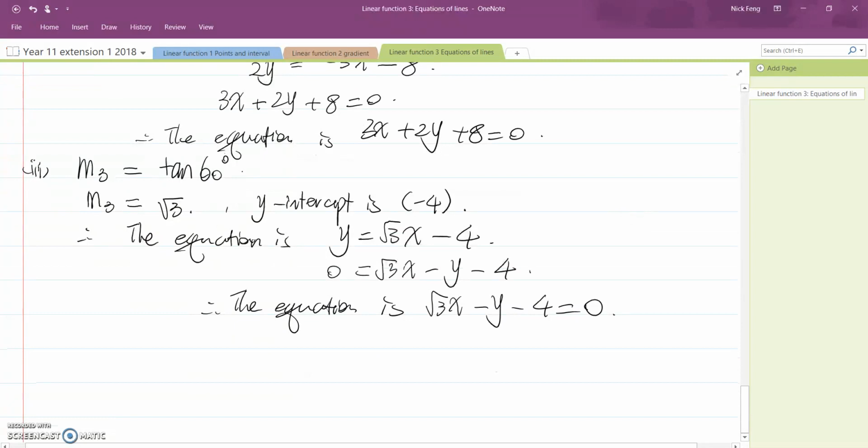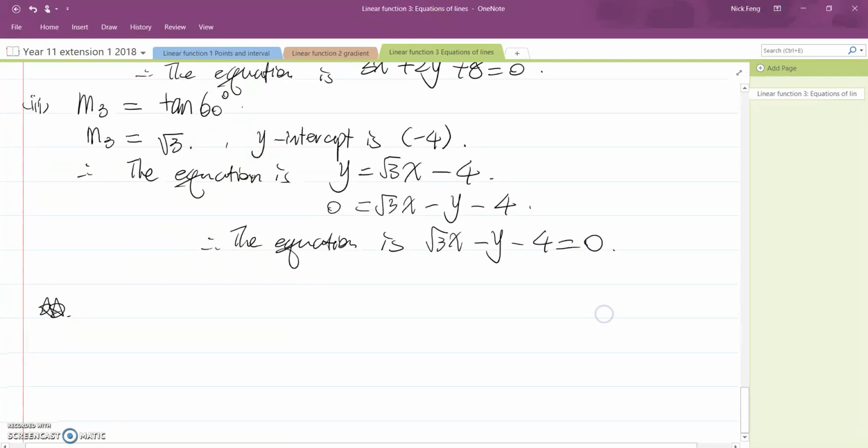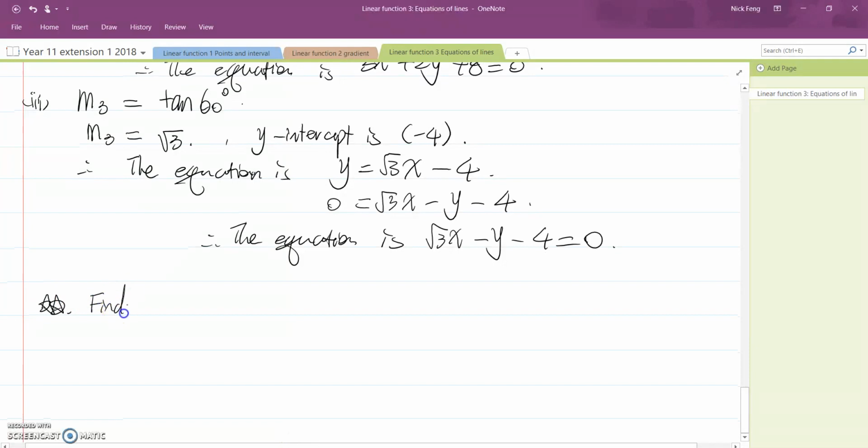Okay, now the next bit we're going to do, very important, girls. Please make sure you know this very important concept. I'm not joking, seriously. You need this in many other sections. It's finding the equation of a line.